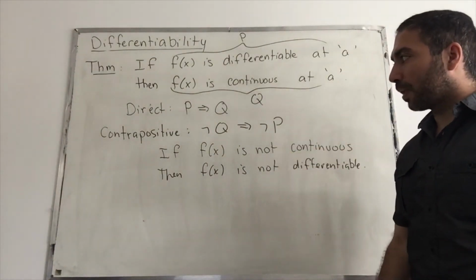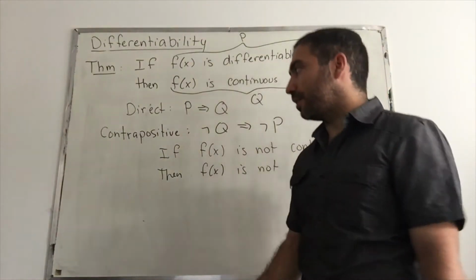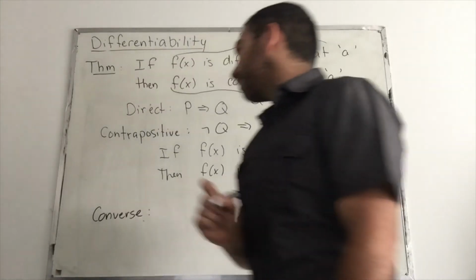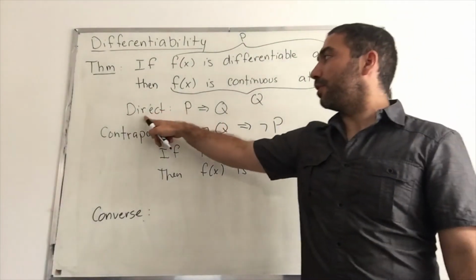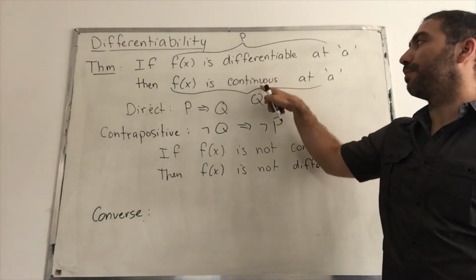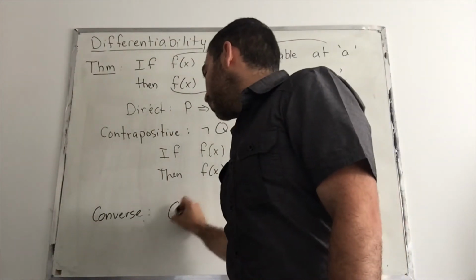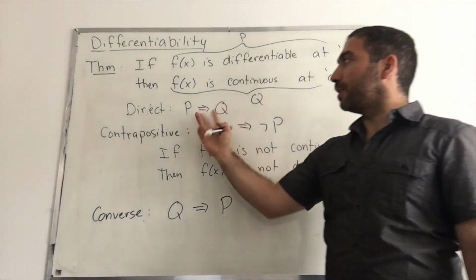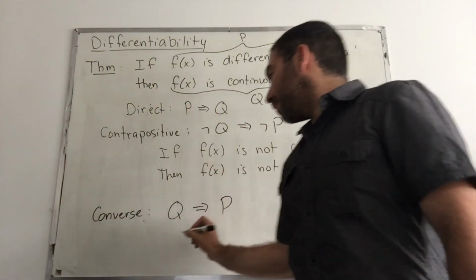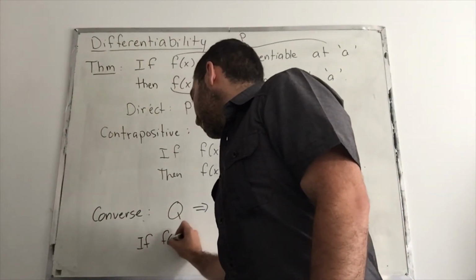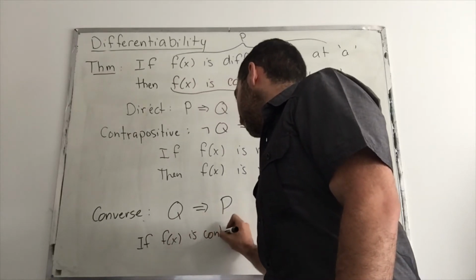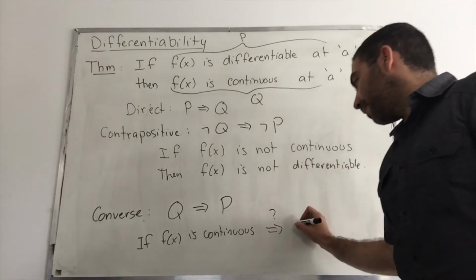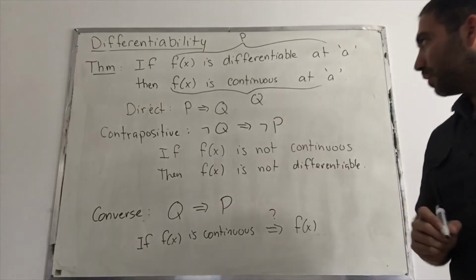And another important statement to always look at is the converse of the statement. If the direct statement is P implies Q, in this case differentiability implies continuity, the converse is the opposite, Q implies P. So we're just reversing the order. So if f of x is continuous, does this imply, we don't know, that f of x is differentiable?